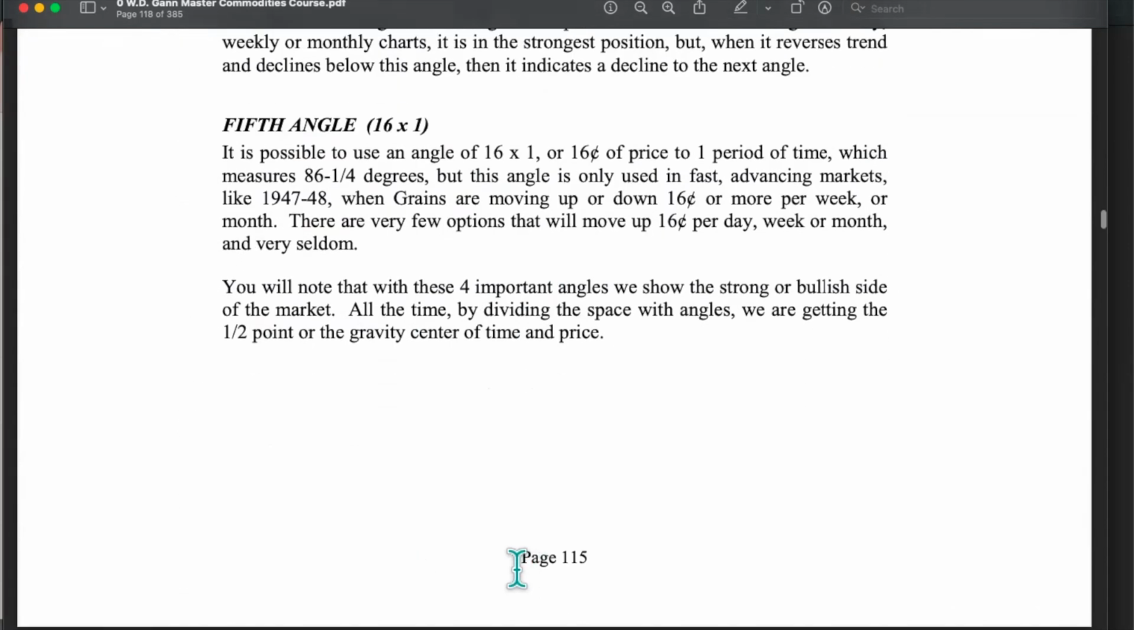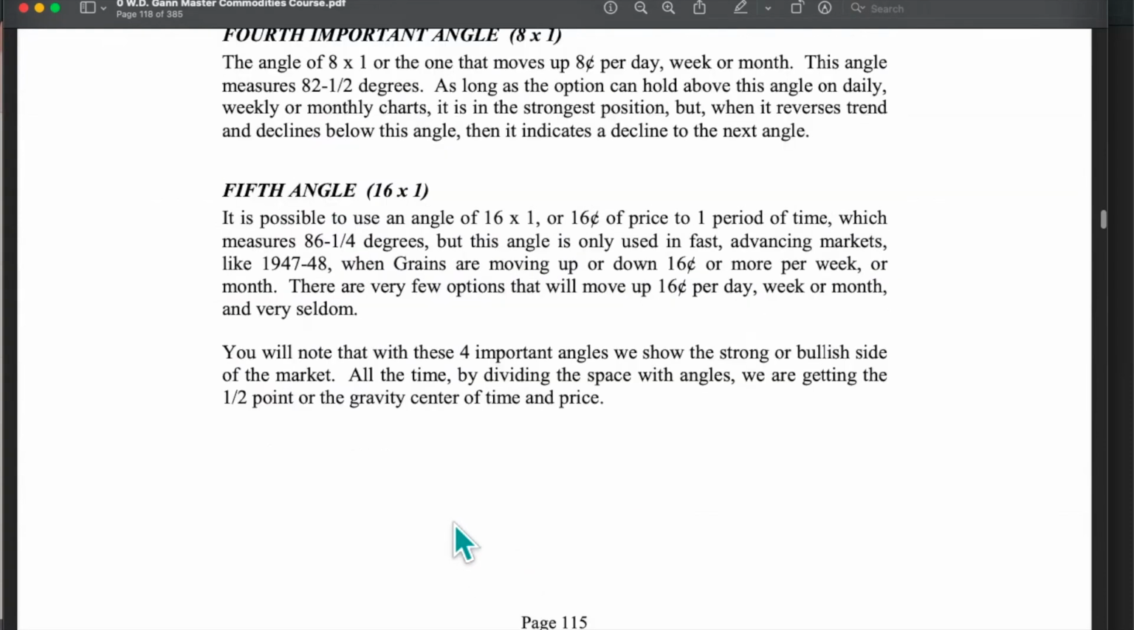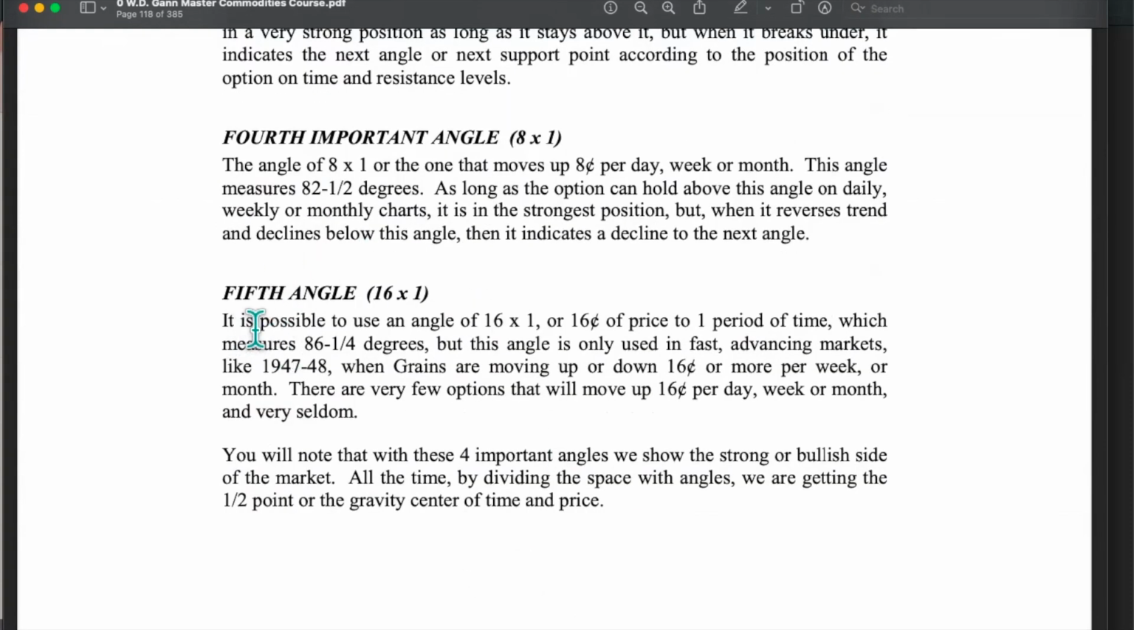Now, if you move on to maybe page number 115, you would find other angles. It is possible to use an angle of 18 by 6, or 18 cents of price to one period of time, which measures 86 1/4 degrees. But this angle is only used in fast advancing markets like 1947-48, when grains are moving up or down 14 cents or more per week or month. So this is again one angle which has been considered very, very strong.